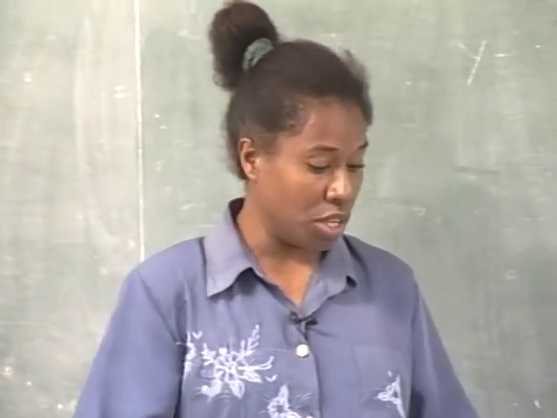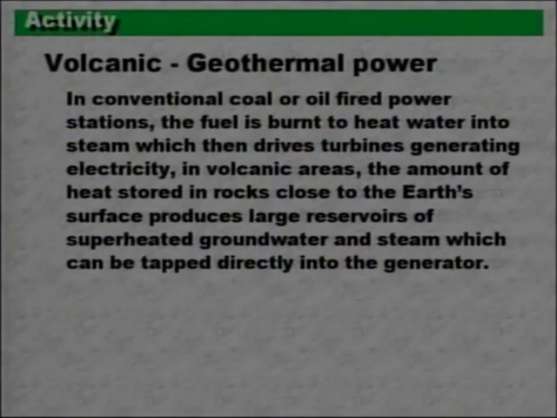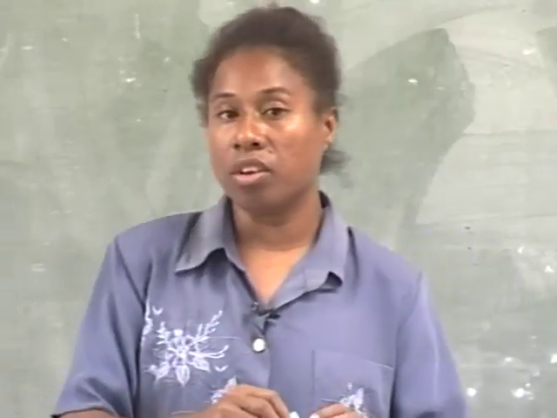Finally, from that information, geothermal power. Decide whether it is an advantage or disadvantage. It says here, in conventional coal or oil-fired power stations, the fuel is actually burned to heat water into steam, which then drives turbines generating electricity. In volcanic areas, the amount of heat stored in rocks close to the Earth's surface produces large reserves of superheated groundwater and steam, which can be tapped directly into the generator. Is that an advantage or disadvantage? That's up to you. This is to help you along now with your essay writing.